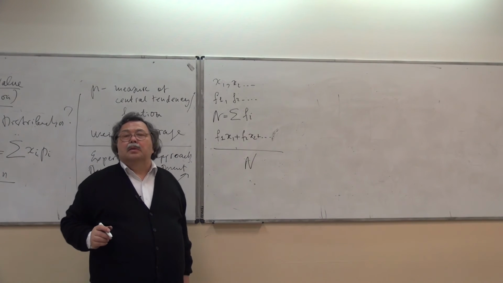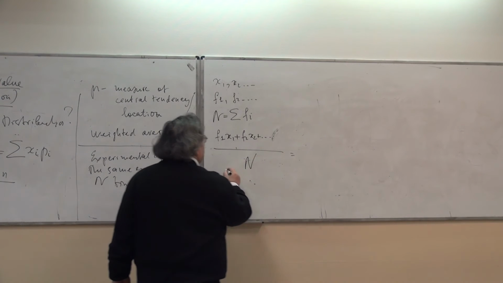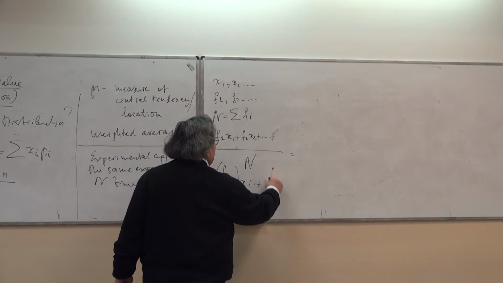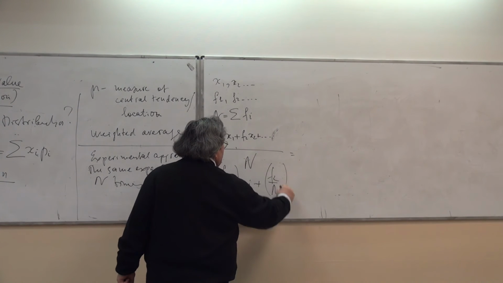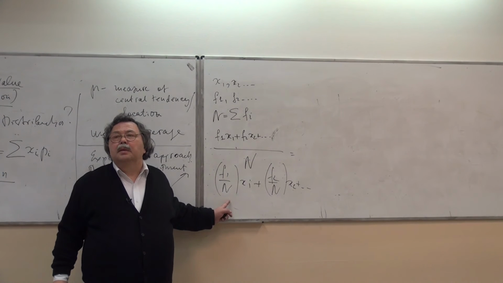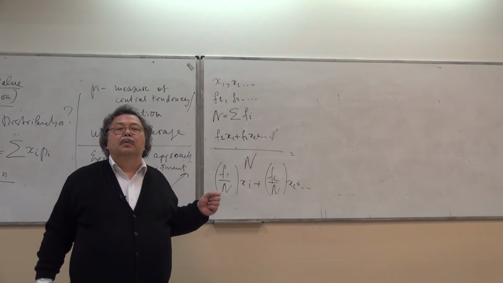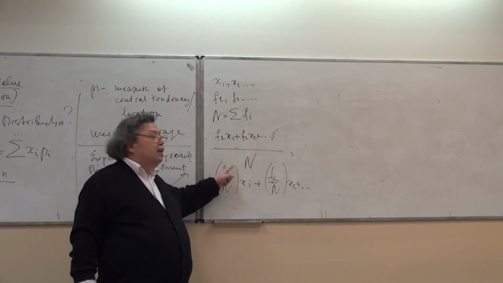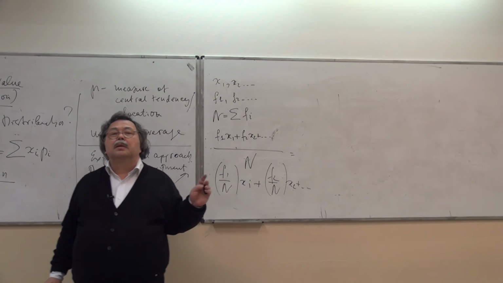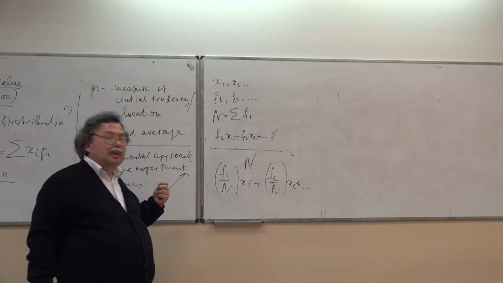And now let's assume that n capital goes to infinity. We can rewrite it this way: f1 over n capital times x1 plus f2 over n capital times x2 and so on. And I hope you recognize this. These are relative frequencies, and if n capital goes to infinity, then the limiting values for these fractions are associated with probabilities. This is the experimental approach of getting probabilities.